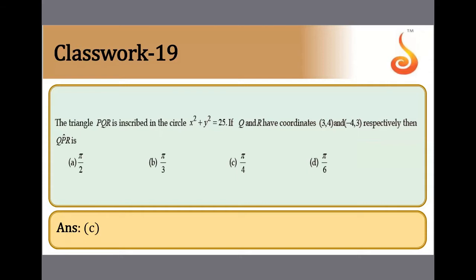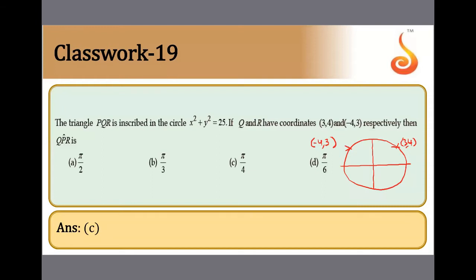19. Triangle PQR is inscribed in the circle x square plus y square equals 25. Q and R, the coordinates are like this. So very simple, class 10th problem. This is the circle. So this point is 3, 4 and this point is minus 4, 3. See, two diameters are given. Solve the diameters, you get the center. You know the radius, you know the center. You can find the circle equation.